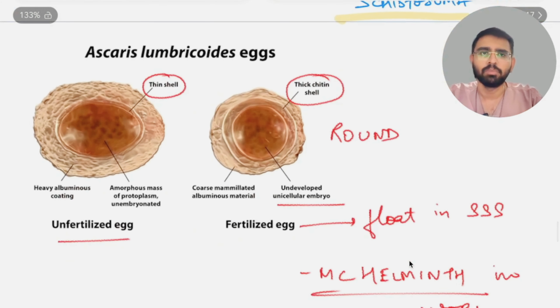Now let's talk about Ascaris lumbricoides. Ascaris lumbricoides has two eggs, unfertilized and fertilized.